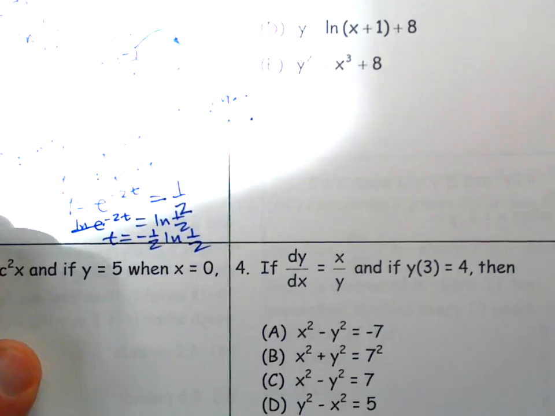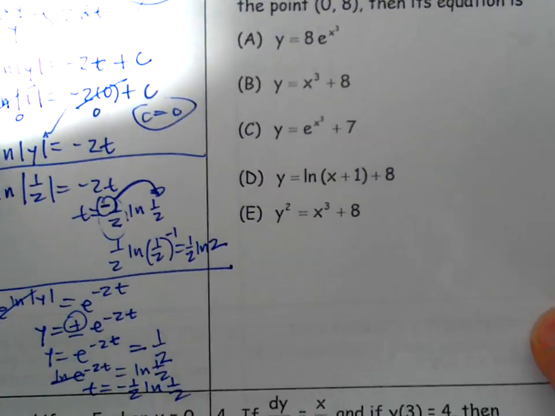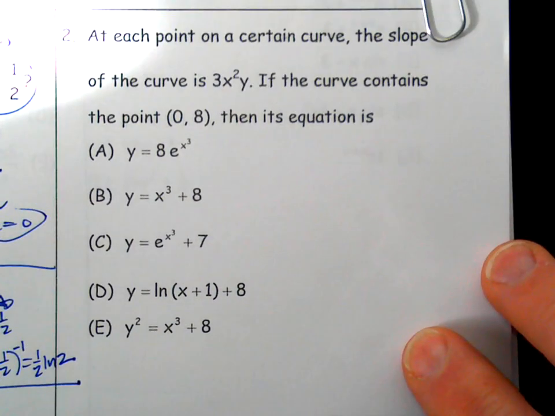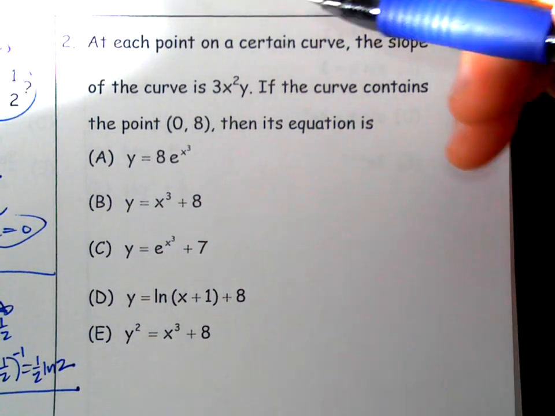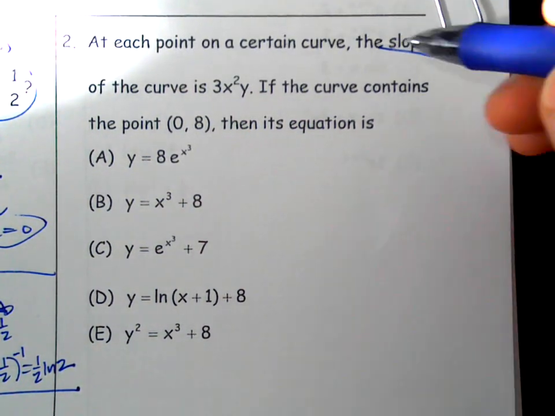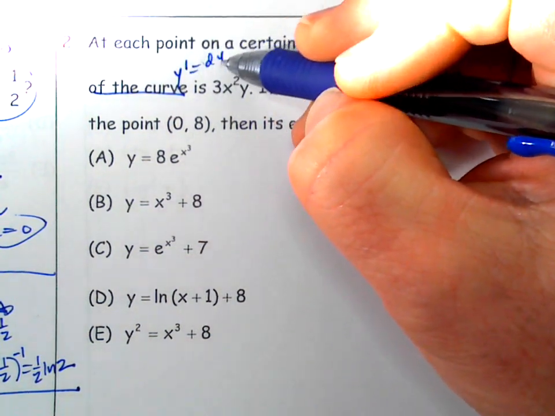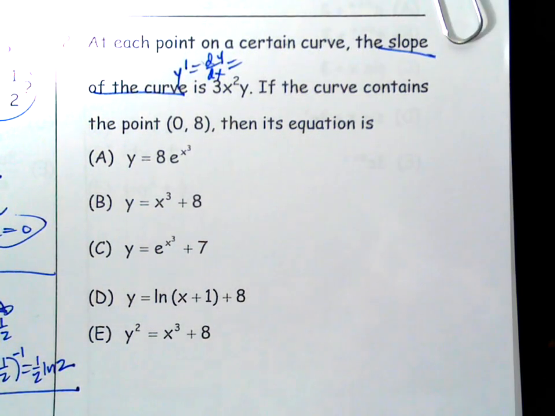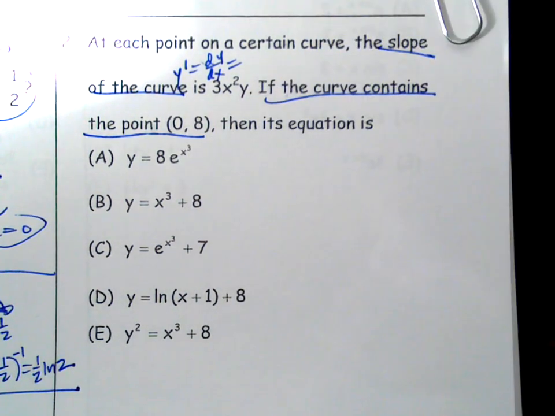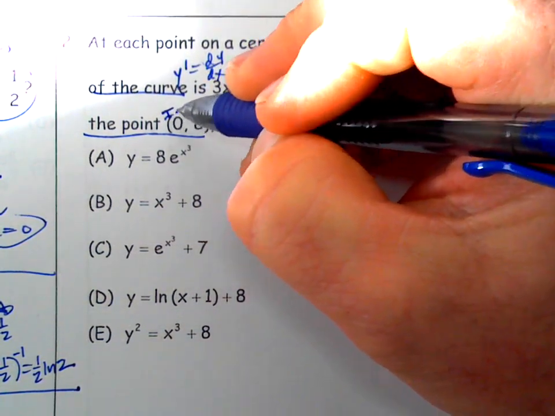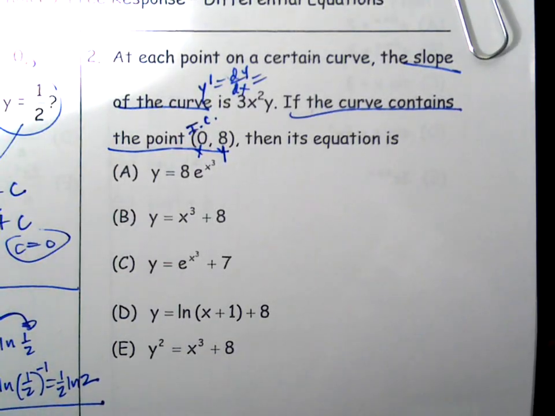I guess I'll think of this in the future, but I don't want to redo this. At each point on a certain curve, the slope of the curve is given. So the slope, well, that's like y prime, right? Or dy/dx might be a little more useful version. If the curve contains this point, then the equation of the curve is what? Well, this is an initial condition. So this is just like the questions we've been doing, but worded a little less straightforwardly.